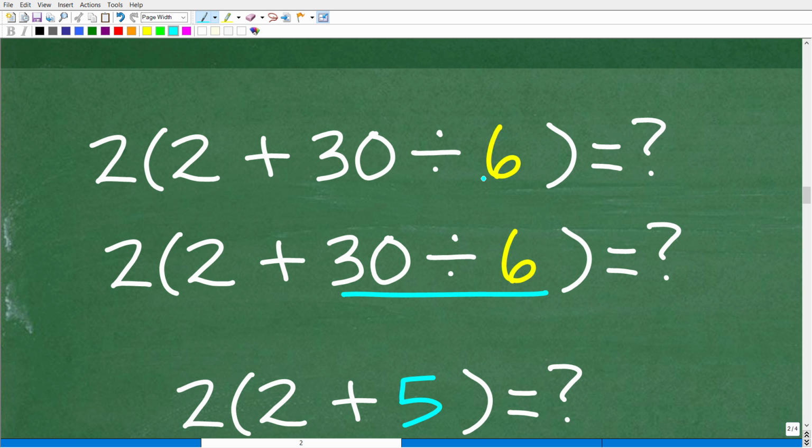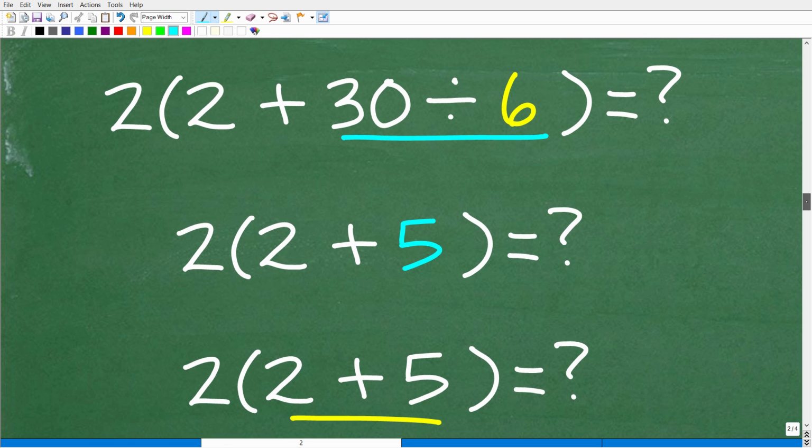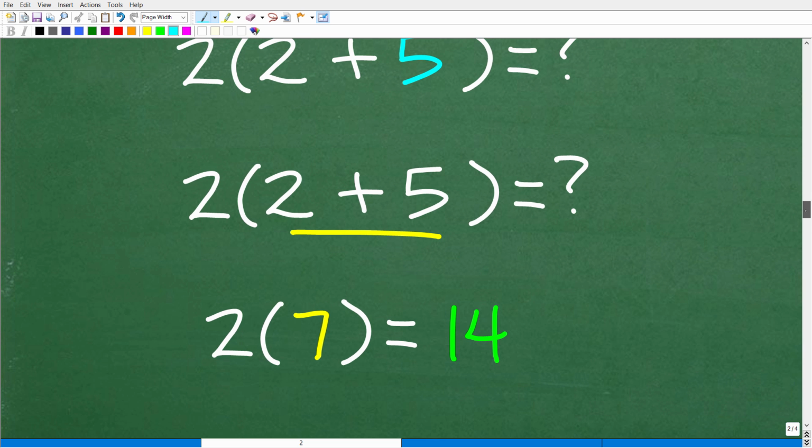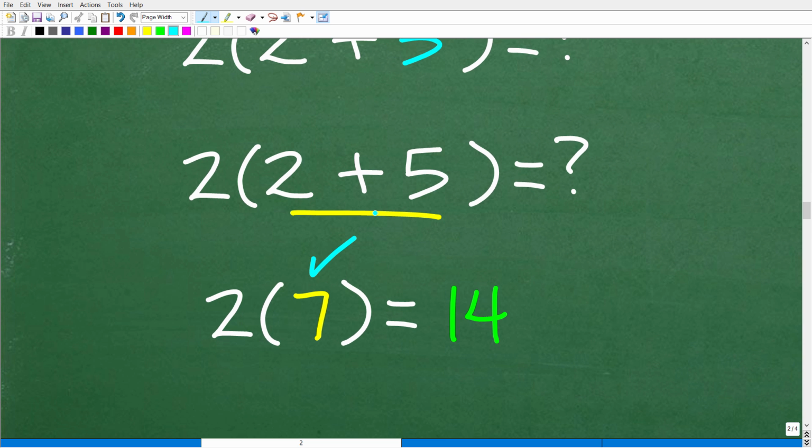And all this makes sense. 30 divided by 6, I mean, these numbers are working out nicely. So 30 divided by 6, of course, we're going to do division before multiplication, and we're still inside of the parentheses. So 30 divided by 6 is 5. So we say, okay, 2 plus 5, I'm still working inside parentheses here. So 2 plus 5 is 7, and then 2 times 7 is 14. And everything seems nice and lovely because the numbers work out.